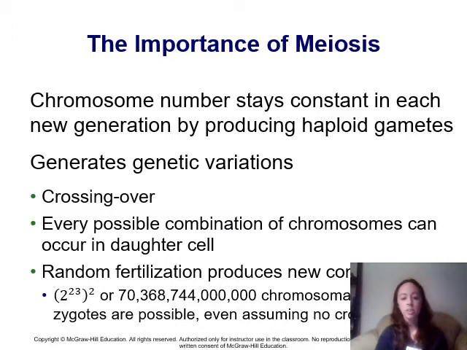Meiosis is also really important in ensuring that the genetic diversity of any species remains high. It achieves this through crossing over. Random fertilization also increases the genetic diversity of a species. Even without crossing over, random fertilization can produce over 7 trillion different human beings.